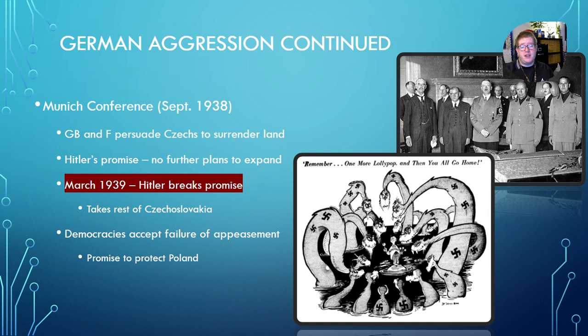So in September of 1938, they have the Munich Conference. Britain and France persuade the Czechs to give the Sudetenland to Germany. And Hitler promises, he's like, I promise I have no further plans to expand. Germany's not going to get any bigger. I promise. He had his fingers crossed behind his back. In March 1939, not even 8 months later, Hitler breaks his promise and takes the rest of Czechoslovakia. At this point, democracies accept the failure of appeasement and promise to protect Poland.